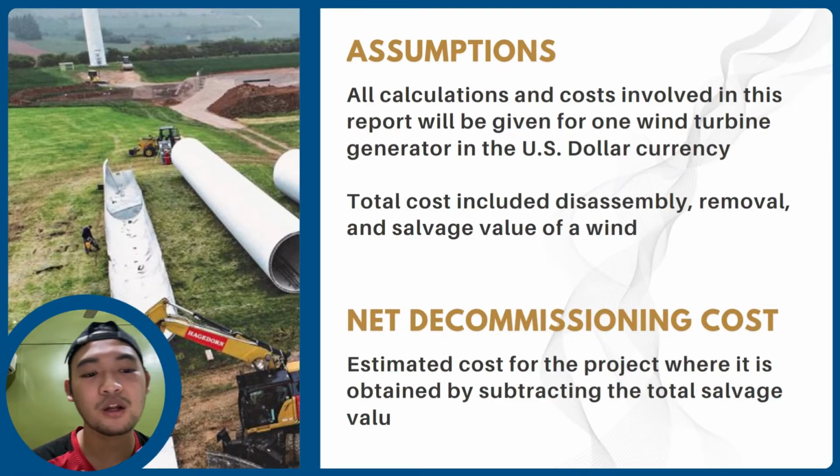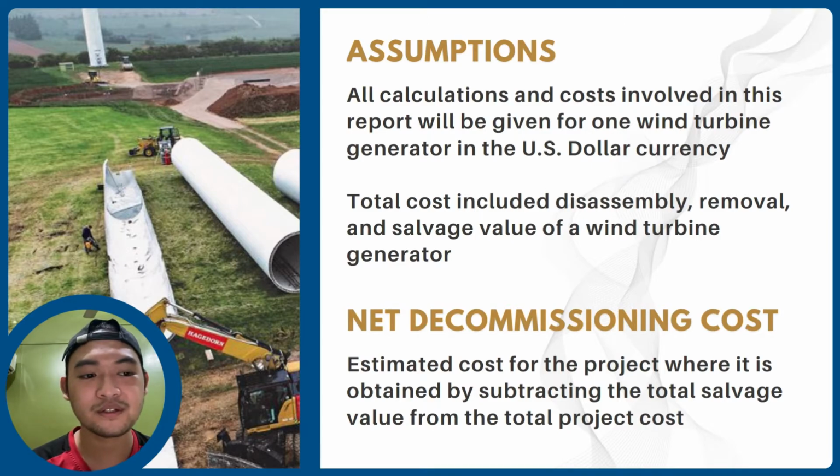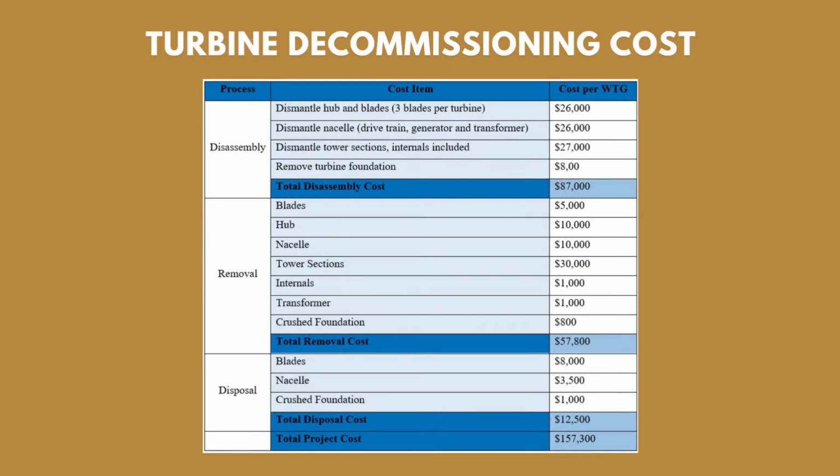The assumption made is all calculation and costs involved in this report will be given for one wind turbine and in US dollar currency, which includes disassembly, removal, salvage value of a wind turbine generator. The net decommissioning cost is obtained by subtracting the total salvage value from the total project cost. For turbine decommissioning costs, we include disassembly, removal, and disposal, which come out to the total of $157,300.